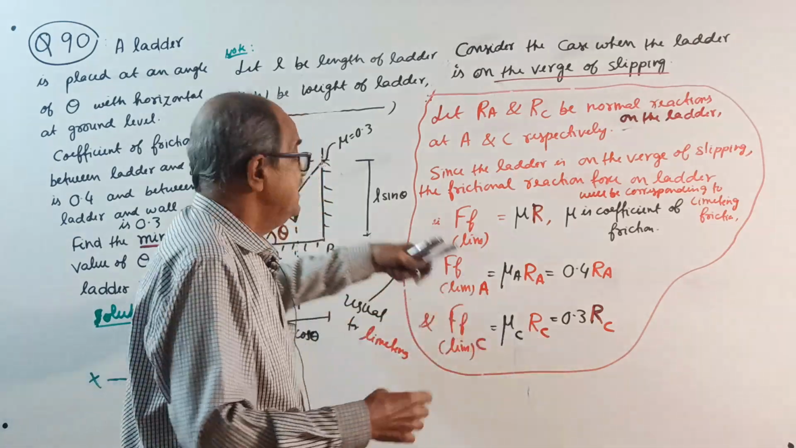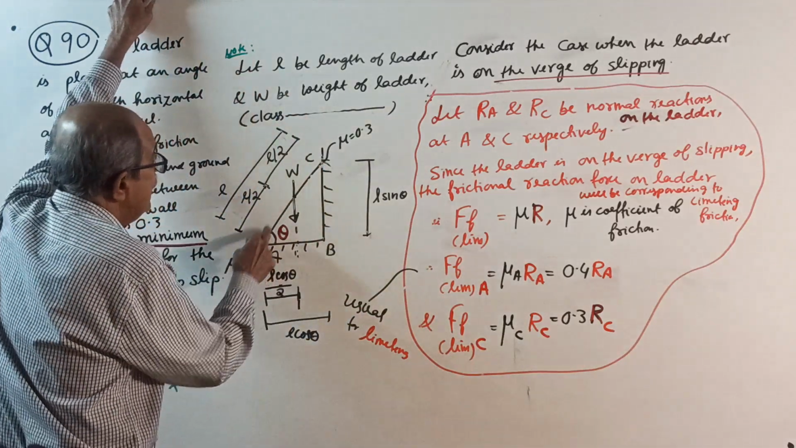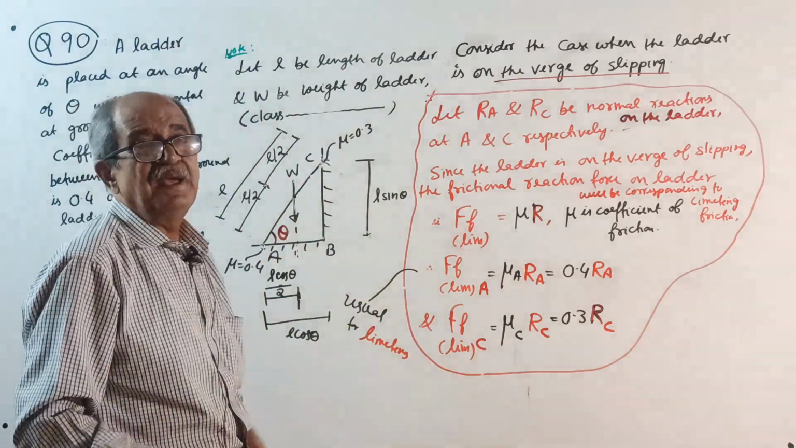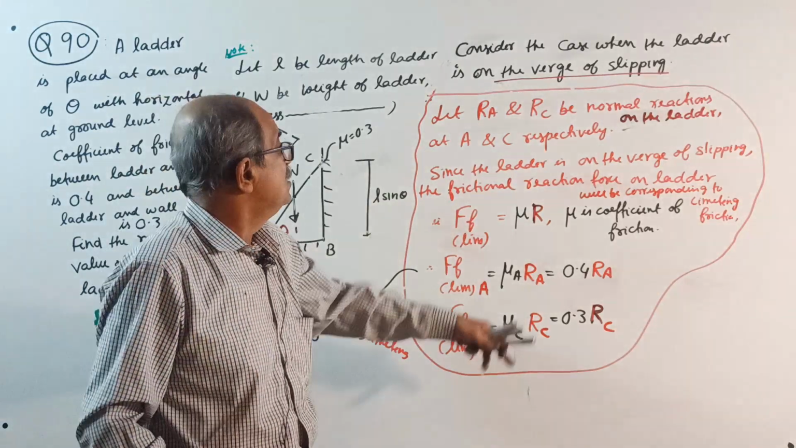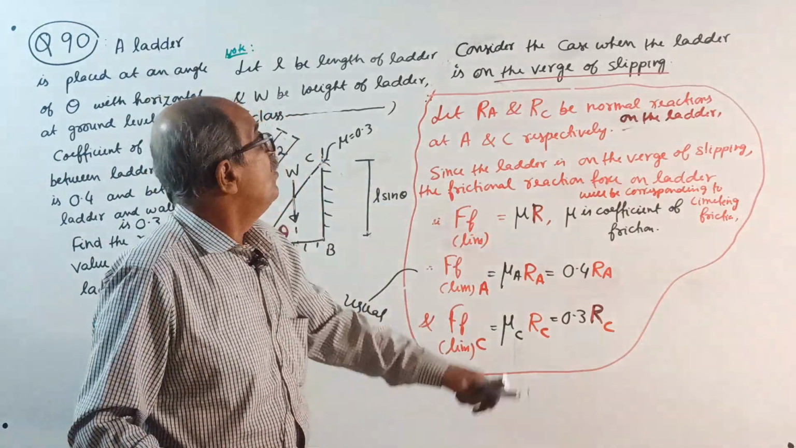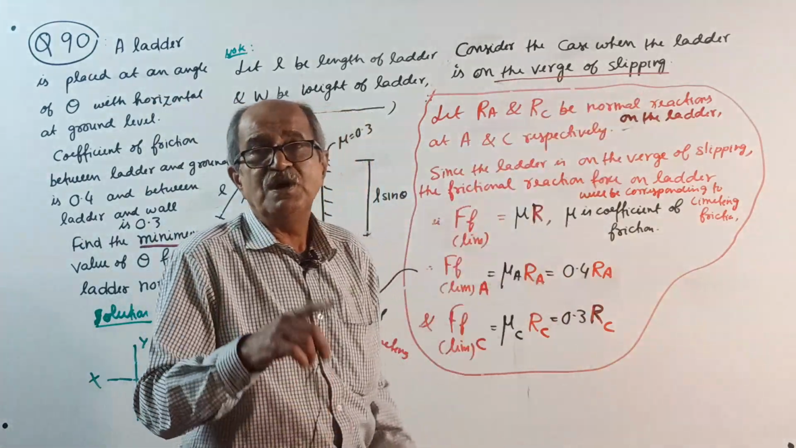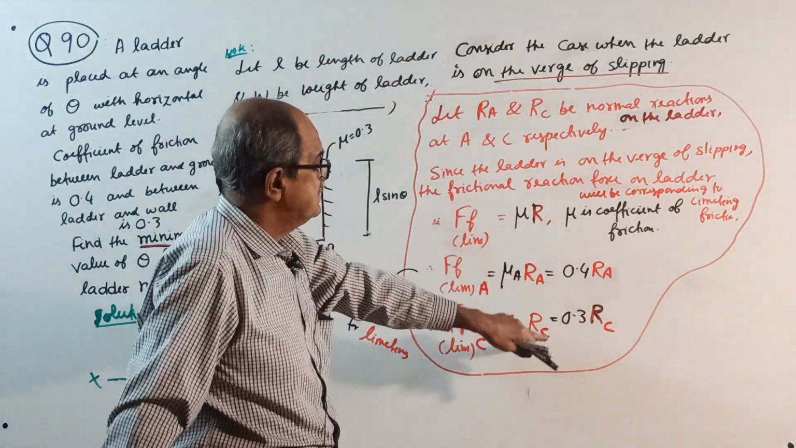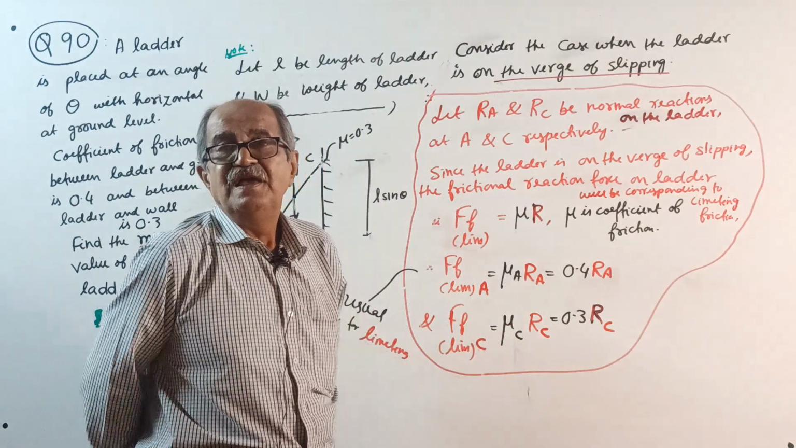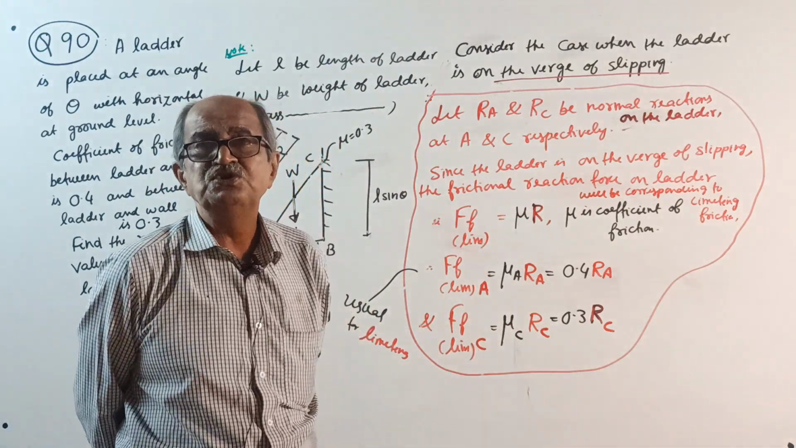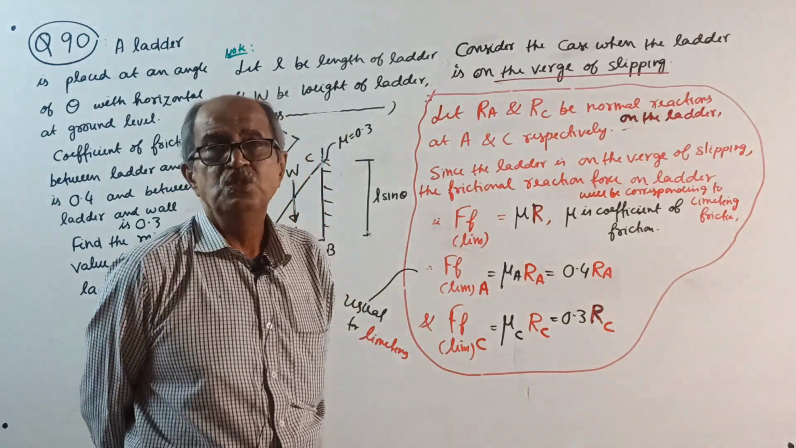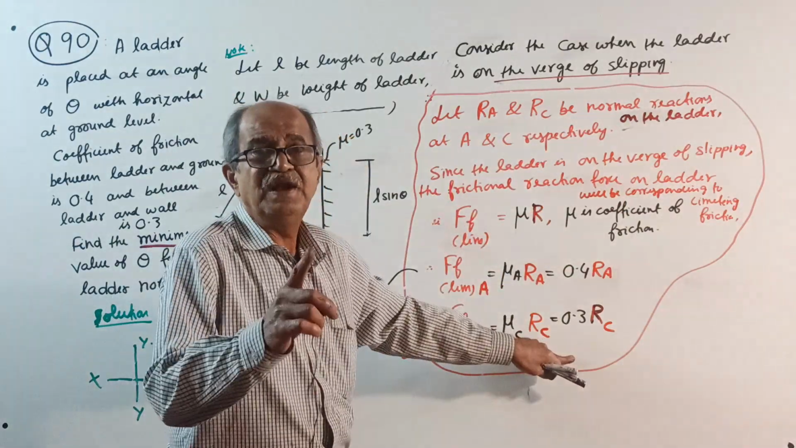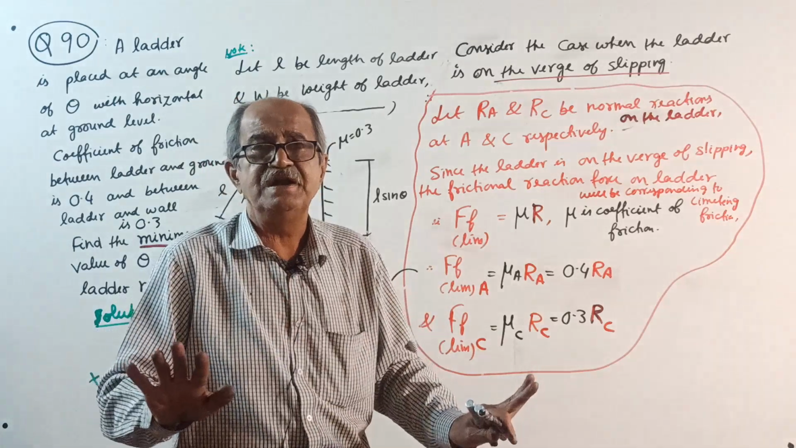A, B, C, D may change. In a question they can give A, B, C, or something else, that is okay. But don't expect me to write all this. In future, whenever we consider the ladder on the verge of slipping, after writing the normal reaction, write the frictional force. One more thing: if they give a smooth surface, then you should write no friction. I will do one more question later where I will write this statement, and then I will stop that statement.